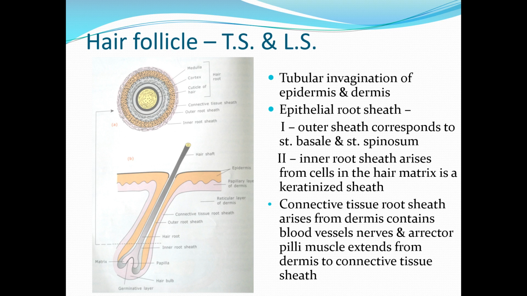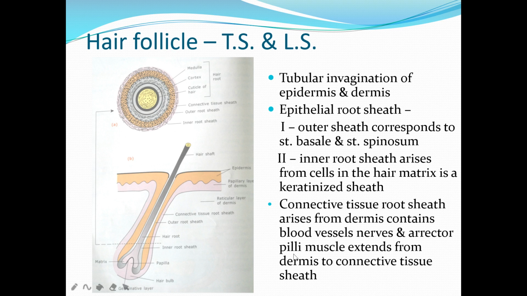Inner root sheath, as I told, is a multi-layered cellular coat that covers the deep part of the hair: Henle's layer, Huxley's layer and the cuticle. Outer root sheath is a continuation of the stratum spinosum of the epidermis, with rounded nucleated cells. Outer root sheath is separated from the dermal connective tissue sheath by the glassy membrane of the basal lamina.